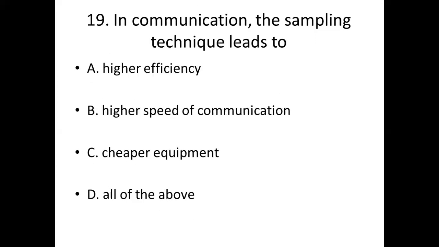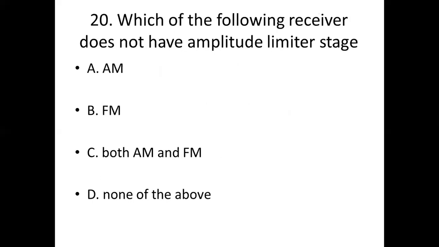Option B, higher speed of communication. 20th bit. Which of the following receivers does not have an amplitude limiter stage? Option A, AM. Option B, FM. Option C, both AM and FM. Option D, none of the above. Answer cheppandi.